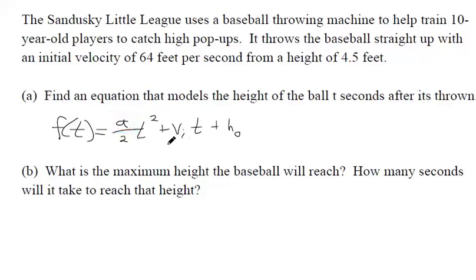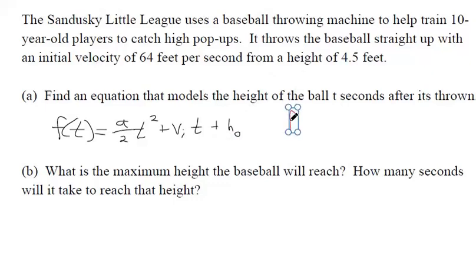Okay. V sub I used V for the initial velocity. So this is how hard this machine is throwing the baseball right as it leaves the machine. So your initial velocity would be like if you're throwing a baseball with your hand, how fast is the ball moving right as it leaves your hand? The initial velocity. And h sub 0 is the initial height, so 4.5 for this question.